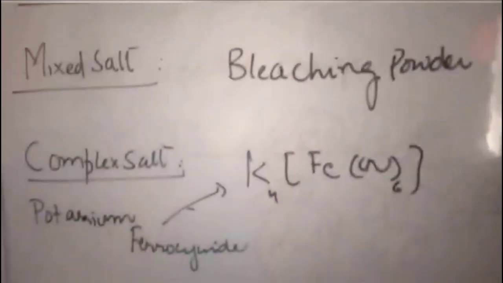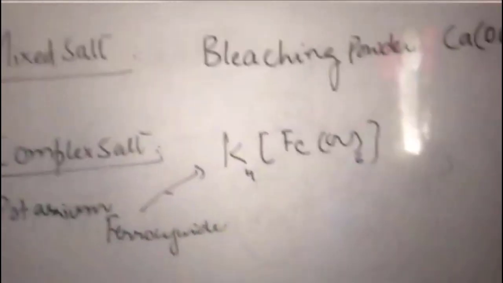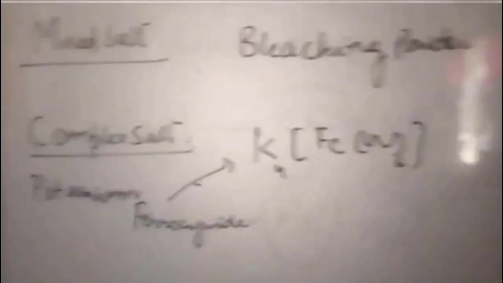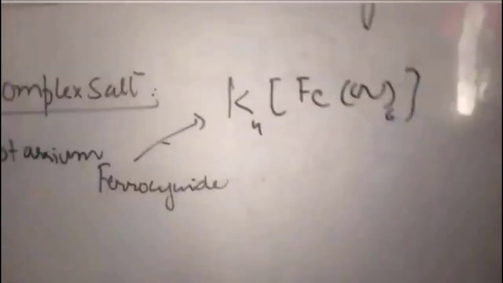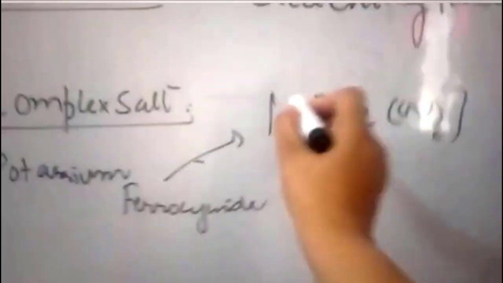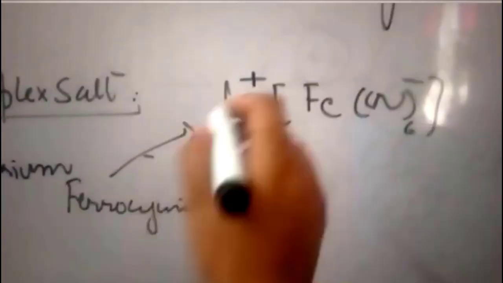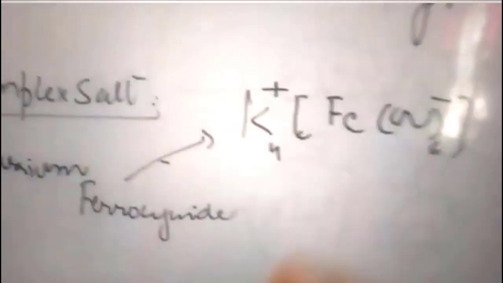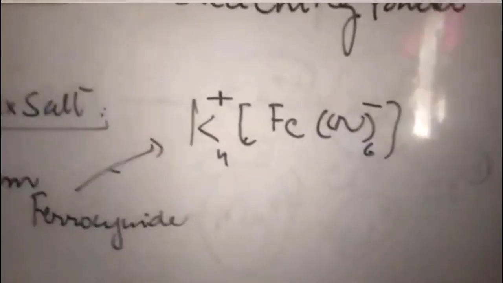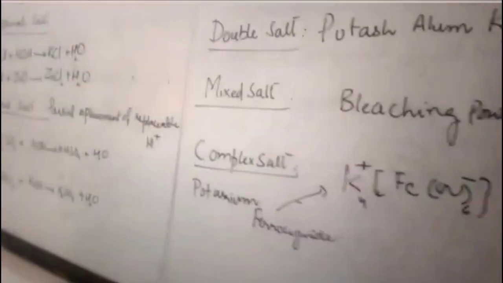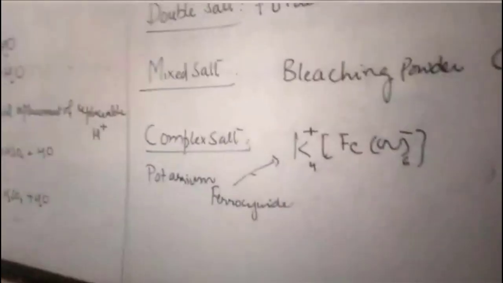The next one is the complex salt. These salts are very complex. In the higher classes, inshallah, you will study about it. Simple salts mixed together make a complex, like potassium ferrocyanide, in which potassium is the cationic part and ferrocyanide is the anionic part. Four potassium ions balance the ferrocyanide. So this is the complex form of the salt, and these are known as complex salts. Here we studied six types of salt: normal, acidic, basic, double, mixed and complex salts.